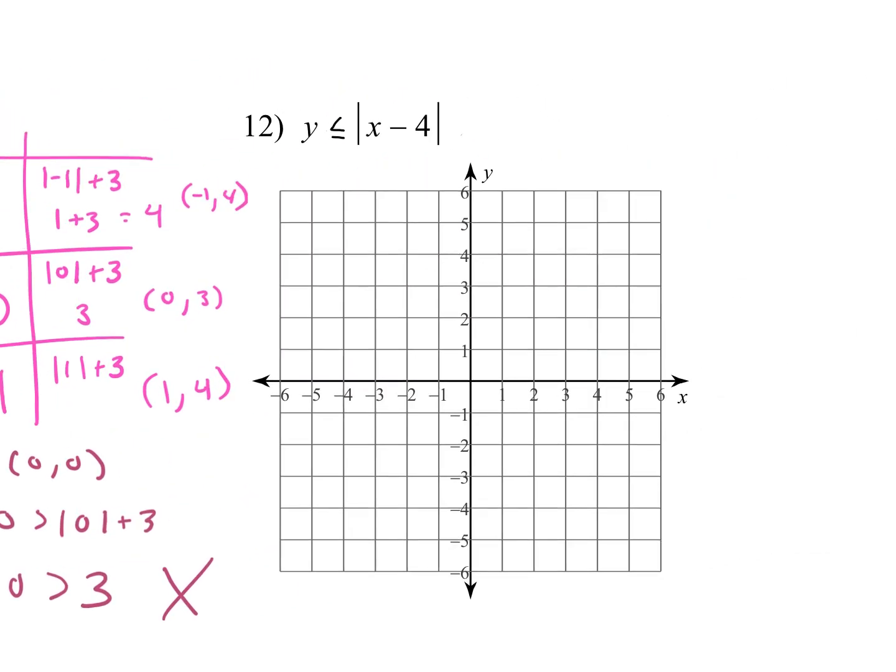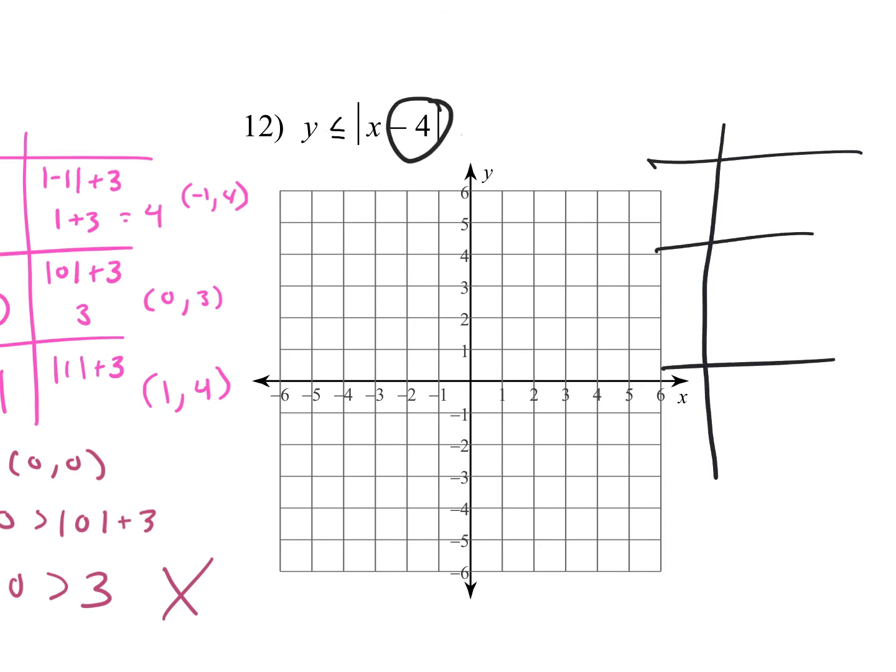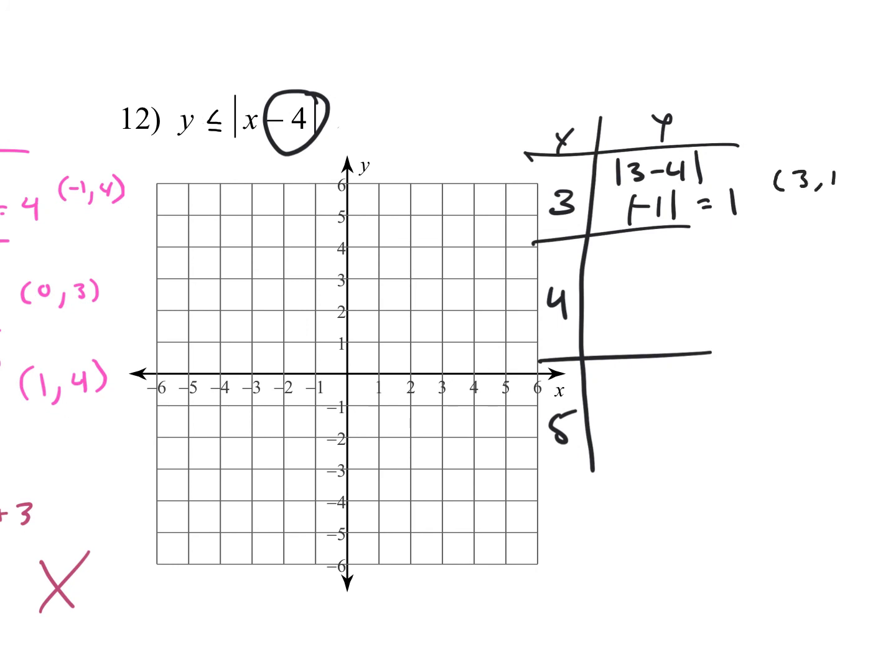Number 12. What is my middle number? 4. Because inside here, I have -4. So I want my middle number to be +4. What's a number smaller than 4? And a number bigger than 4? 5. So let's plug in 3. What's 3 minus 4? And what's the absolute value of -1? So I plugged in 3 and got 1. So I go to the right to 3 and up 1.